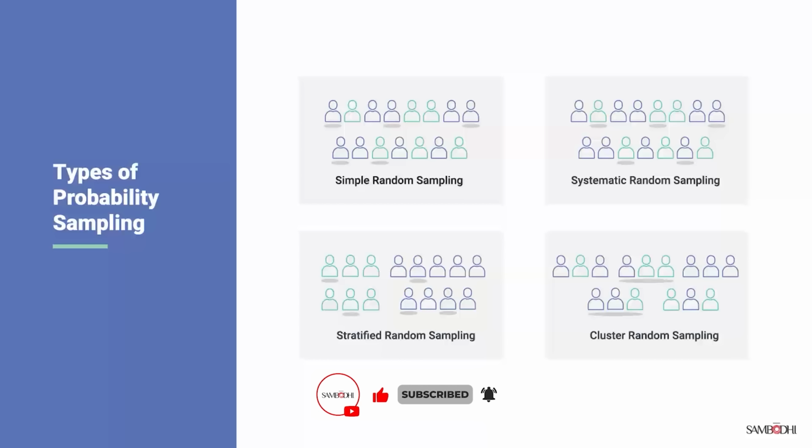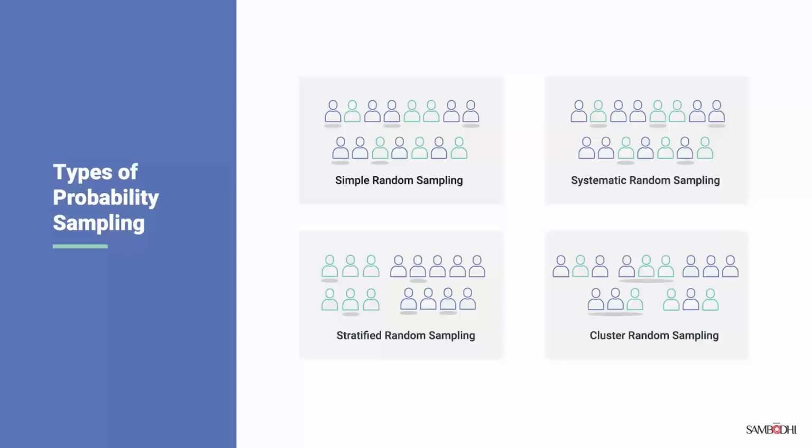Next is systematic random sampling. It is a probability sampling method in which a random sample is selected from the population with a fixed periodic interval. The periodic interval, which is also known as the sampling interval, is calculated by dividing the population size by the desired sample size. Third is stratified random sampling.